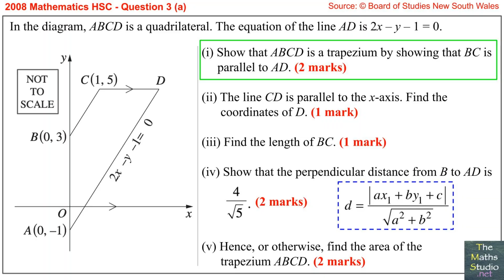Question 3, Part A. In the diagram, ABCD is a quadrilateral. The equation of the line AD is 2x minus y minus 1 equals 0. Part 1. Show that ABCD is a trapezium by showing that BC is parallel to AD.